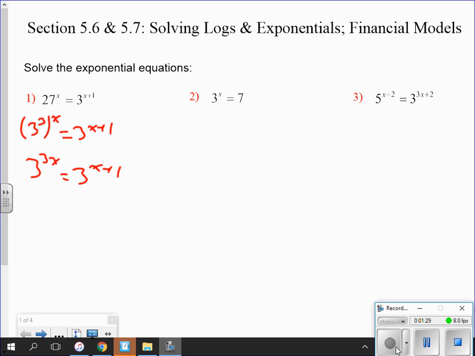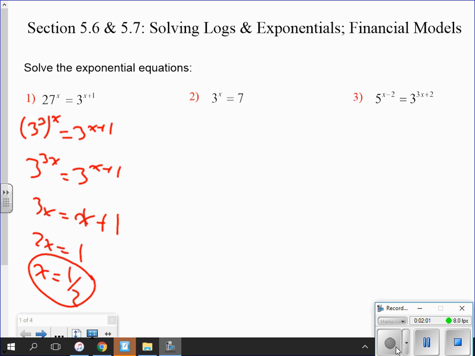If the bases are equal, then the powers must be equal. 3x equals x plus 1. Subtract x, 2x equals 1. x equals 1/2. Whenever possible, this is what you want to do. If you can write them so they have the same base, that's what you want to do. You're going to get exact answers. You're not going to get approximations. You don't have to bust out your logarithms to solve it.